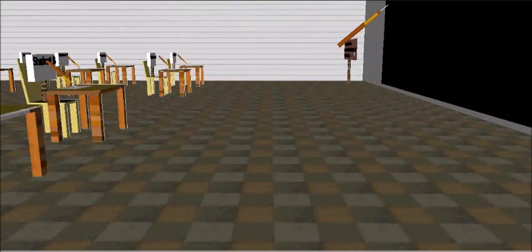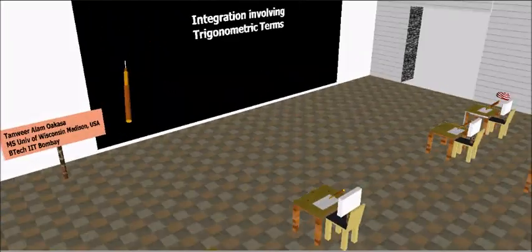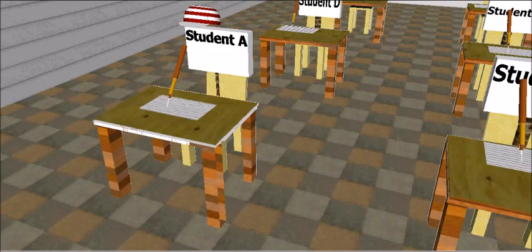Now we will continue with our integration lectures, and in this particular lecture we will start integration that involves trigonometric terms. Yes, student A. So, are we going to study all the trigonometric terms like sine theta, cos theta, sec theta, tan theta, numerator, denominator, degree?